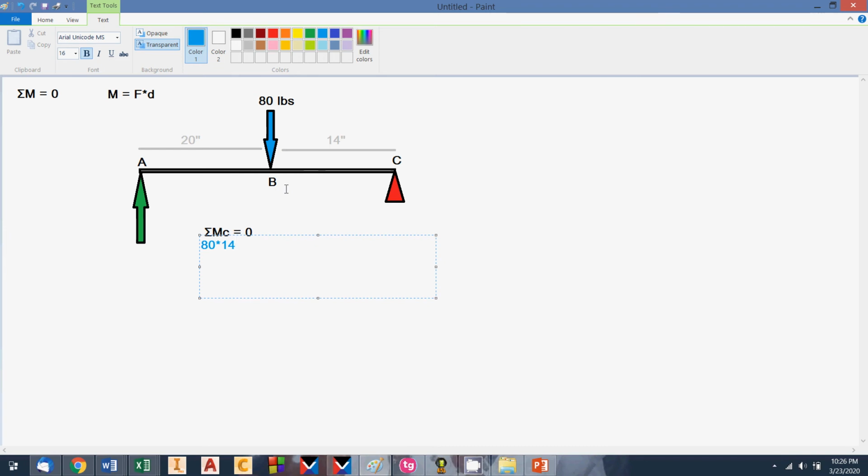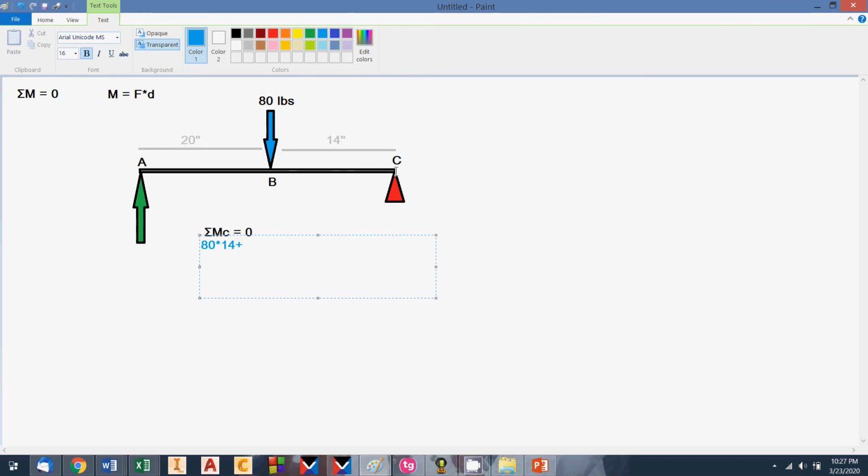Now we want to ask ourselves, is this a positive or negative moment? And we'll remember that positive moments go counterclockwise and negative moments go clockwise. We can also use our right hand rule here. And if you're doing that, you're looking at it and our focus, our pivot point is on C. So this is going to be a counterclockwise moment, which means it's positive. So I'll go ahead and leave it positive. So that's our first one.